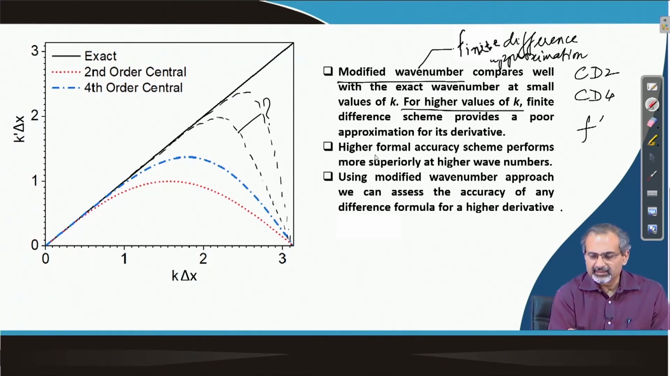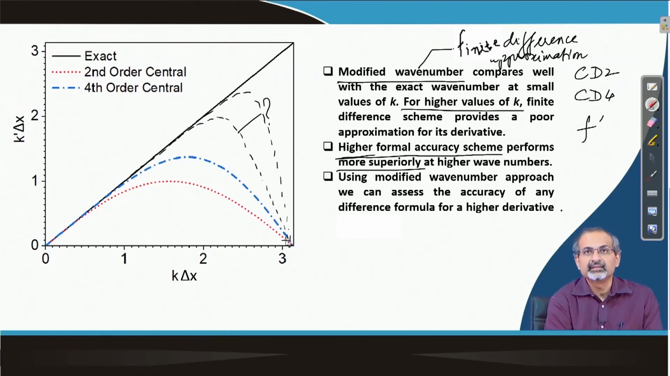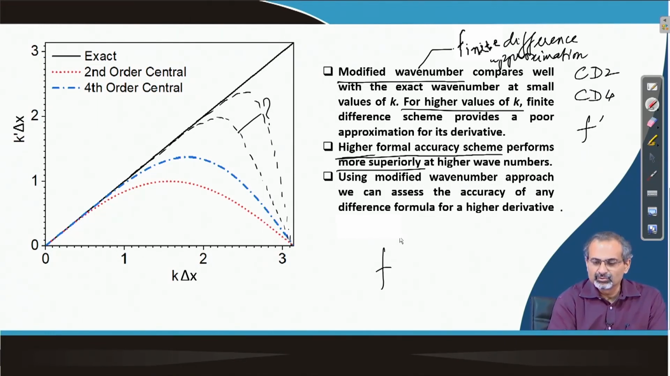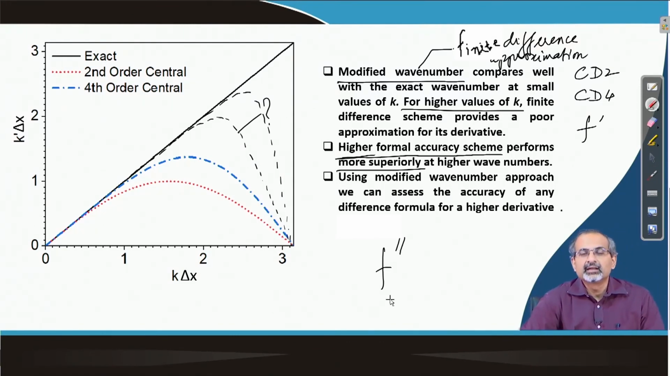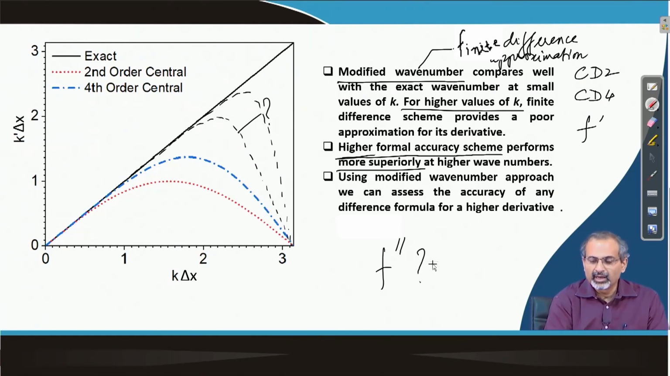We have seen that the higher formal accuracy schemes have performed more superiorly, because CD 4 has excelled over CD 2 in the modified wave number plot. And like we did for the first derivative, we can also do a similar exercise for second derivatives, because many of the fluid dynamics equations involve second order derivatives. So, we need to know how the schemes are doing on second order derivatives.